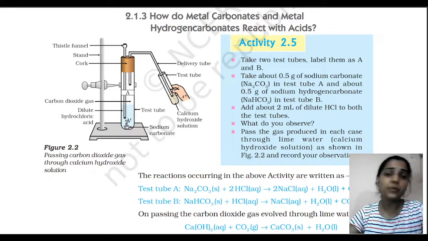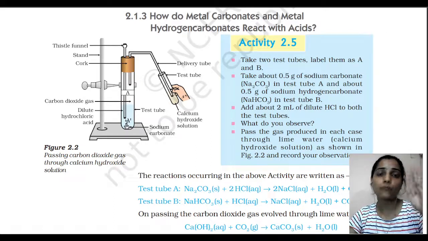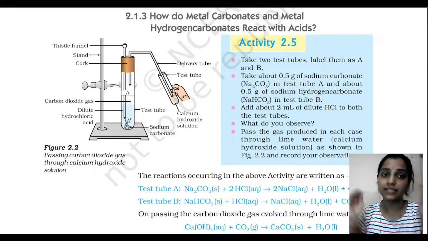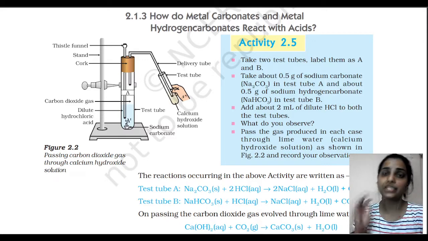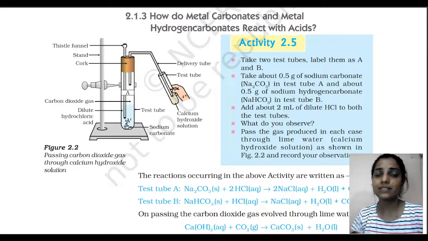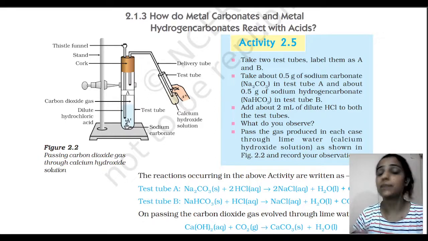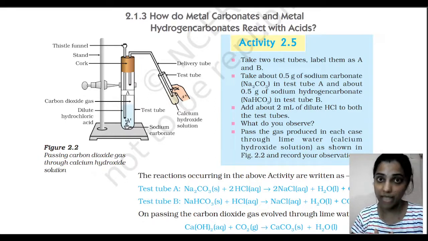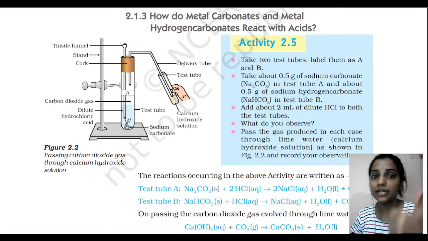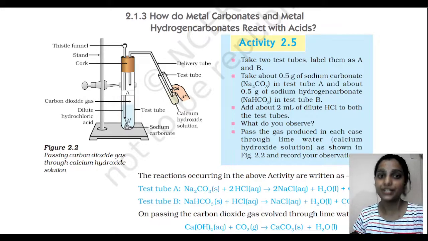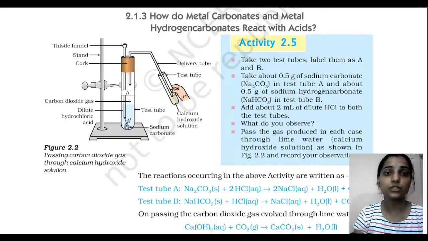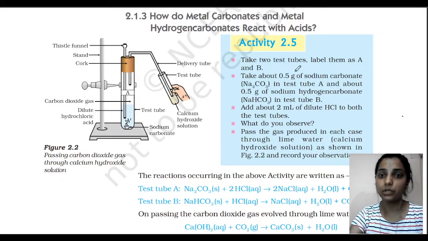So previously we have done four parts of acids, bases and salts, and this is our fifth part. You can go through the videos in the playlist and check out and understand the previous topics. Today's topic is how do metal carbonates and metal hydrogen carbonates react with acids. See, metal carbonates and hydrogen carbonates react with acids. What happens? We'll find out through Activity 2.5 here.